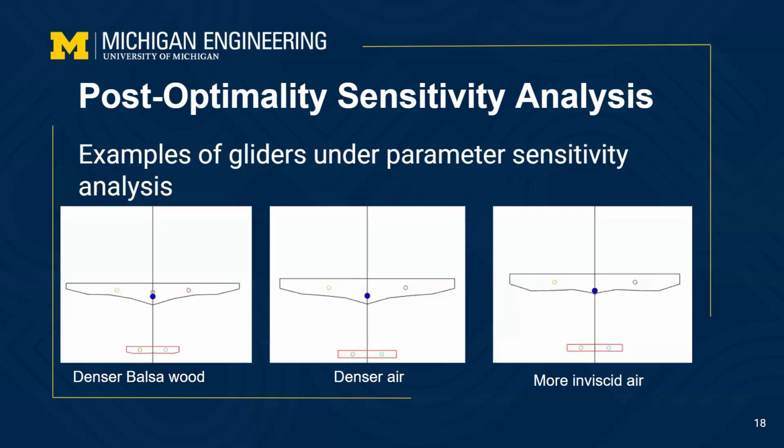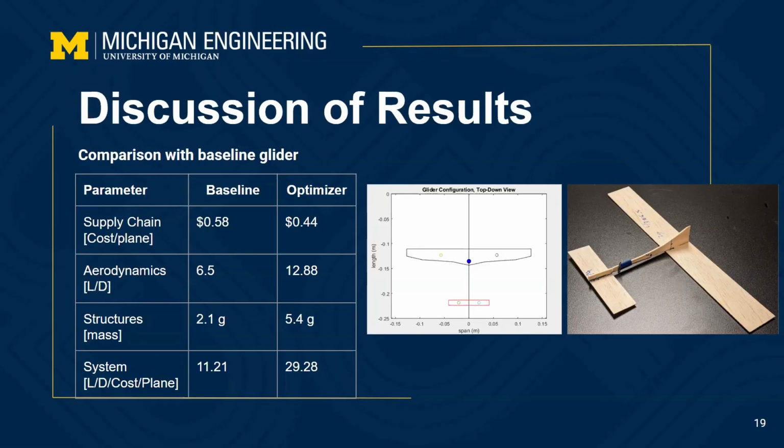If you go to the next slide, we could see some examples of what the glider will look like under different effects. So for instance, if denser balsa wood was used like on the left, you'd have a much thinner wing. But if you change some of the variables of the air, such as the density or the viscosity, you could see that the shape of the wing changes, but also the locations of where the wing is or where the stabilizer is also move around.